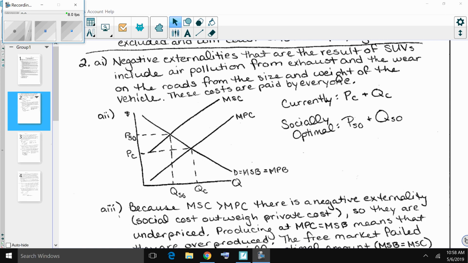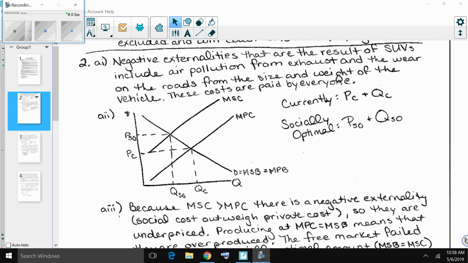They can result in a ton of externalities. I picked two. The first was air pollution from exhaust and production, and then the other one was wear and tear on the roads from the size and weight of those vehicles. These costs are paid by everyone in society, not necessarily the person that is driving the SUV or producing the SUV.